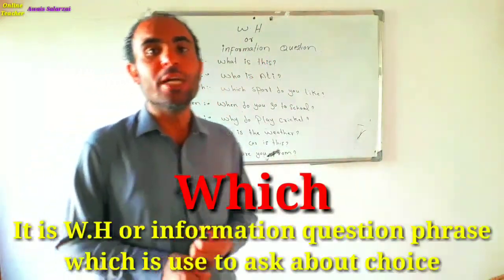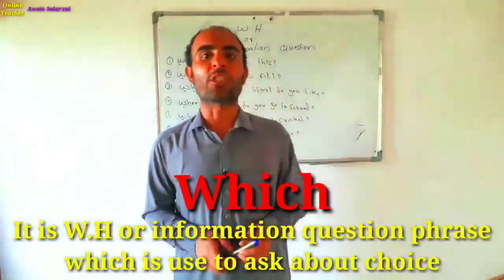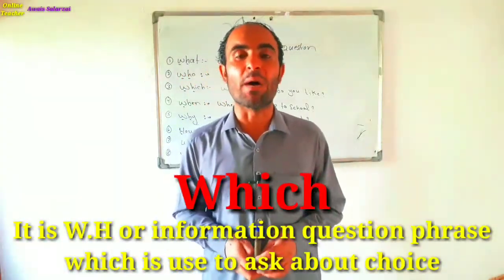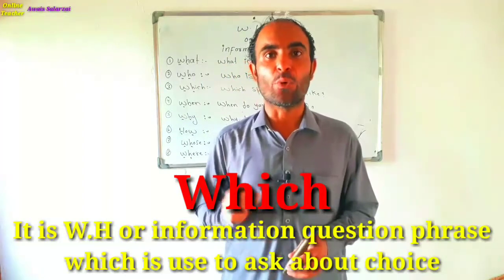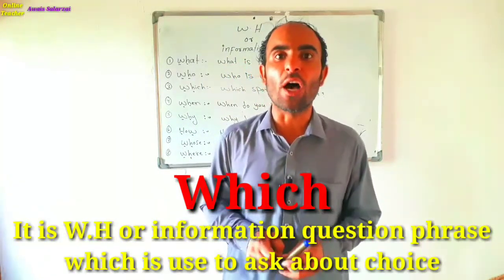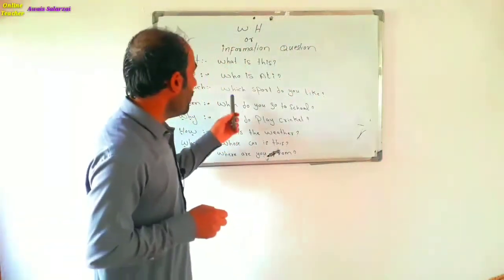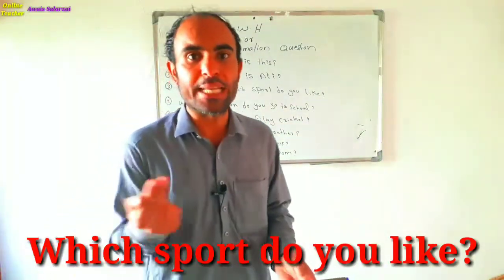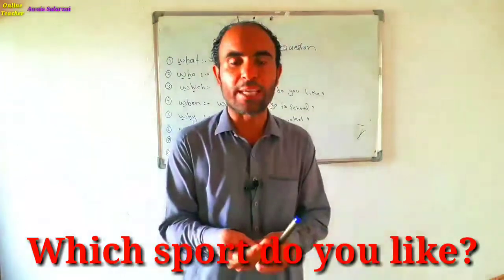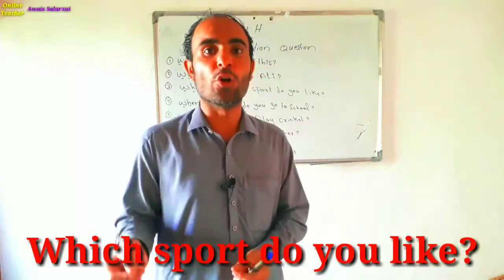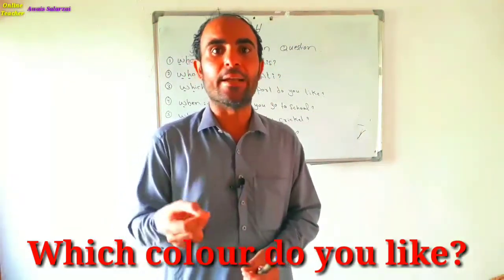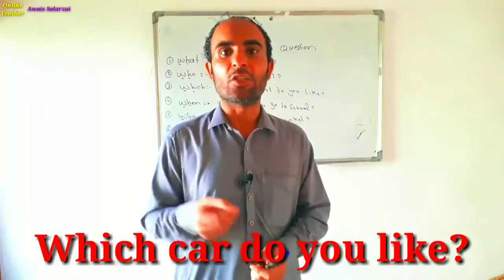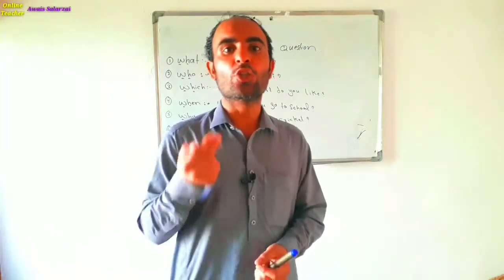Next we have which. It is also a WH information question phrase which is used to ask about choice. For example, which sport do you like? Cricket or volleyball? So it gave you a choice. Which color do you like? Which car do you like? So it will give you a choice.